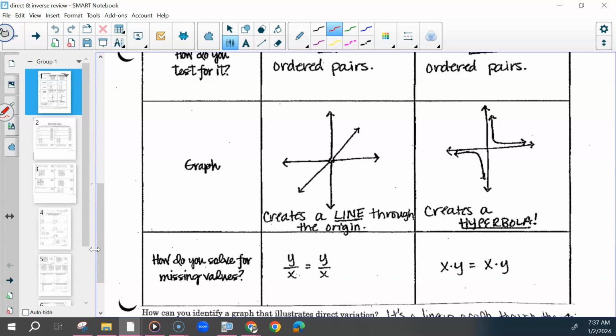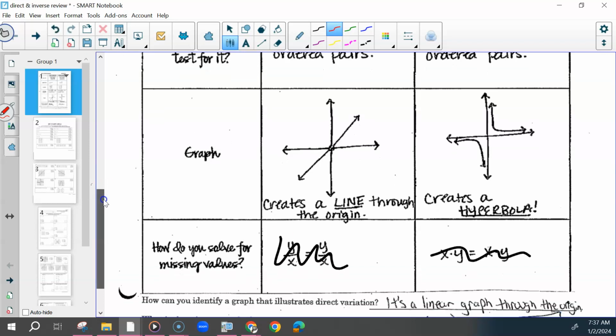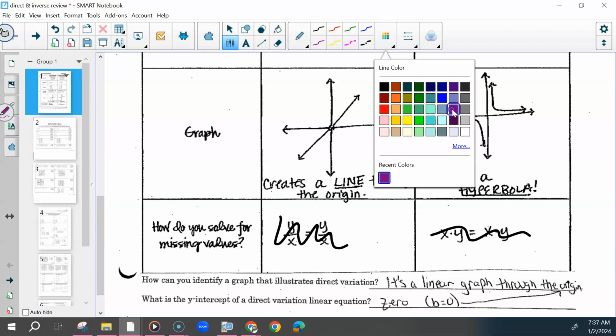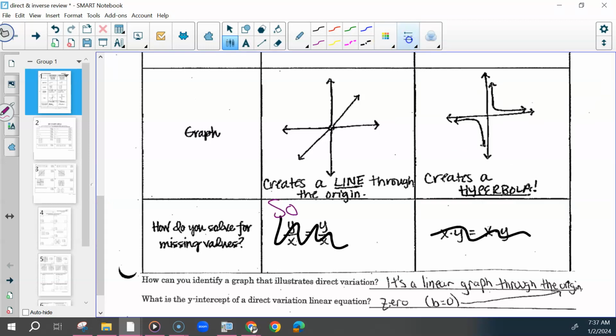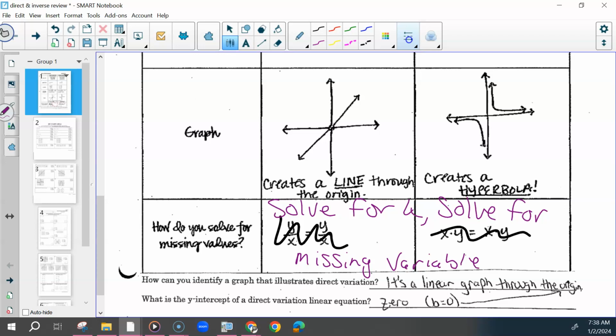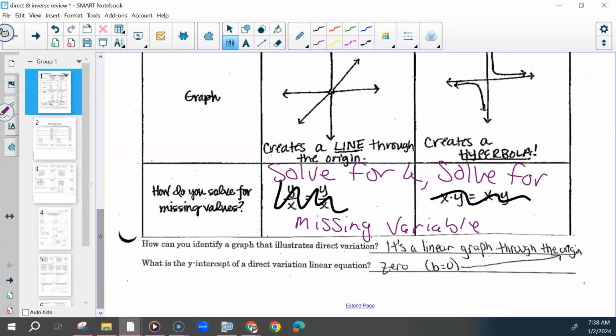And then this is actually incorrect. If you want to change this, it should say solve for k, and then solve for missing variable. And then the bottom two things talk about what we've already discussed. A graph is a linear graph that goes through the origin. The y-intercept is 0.